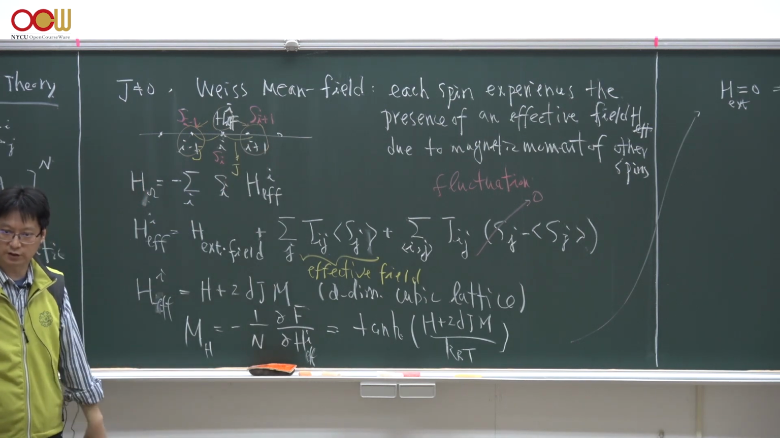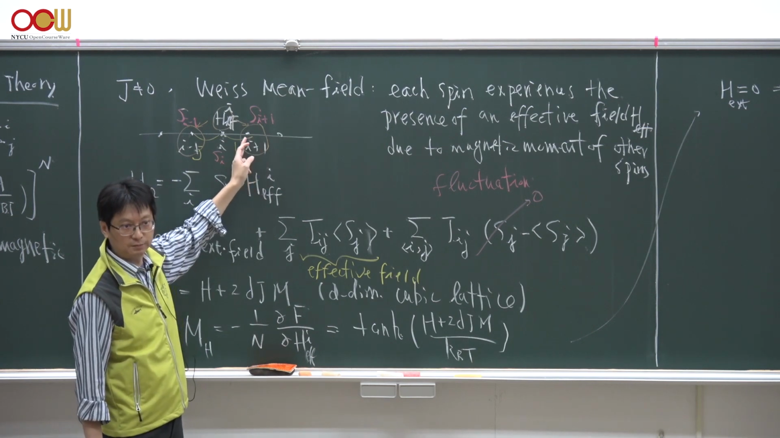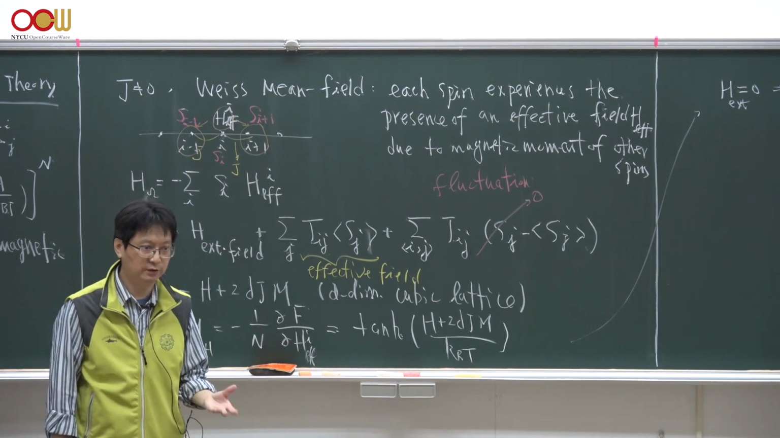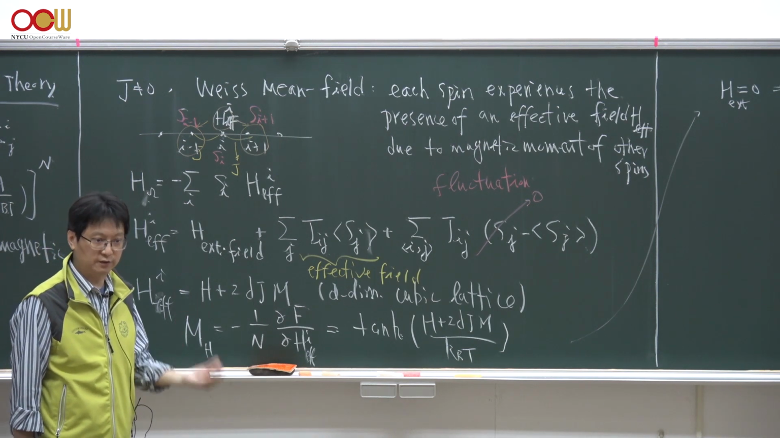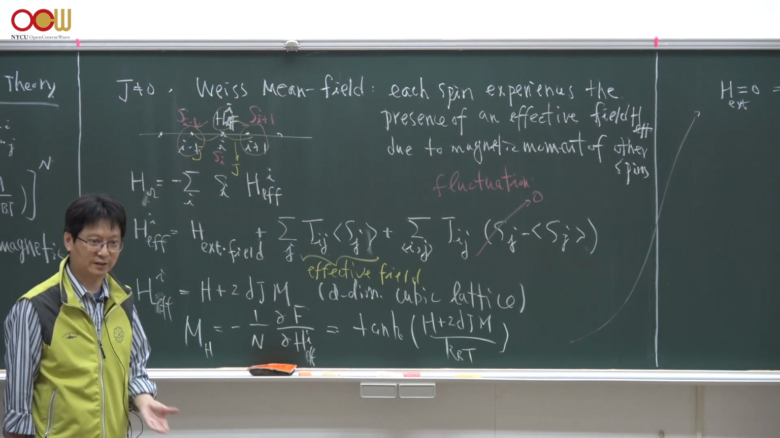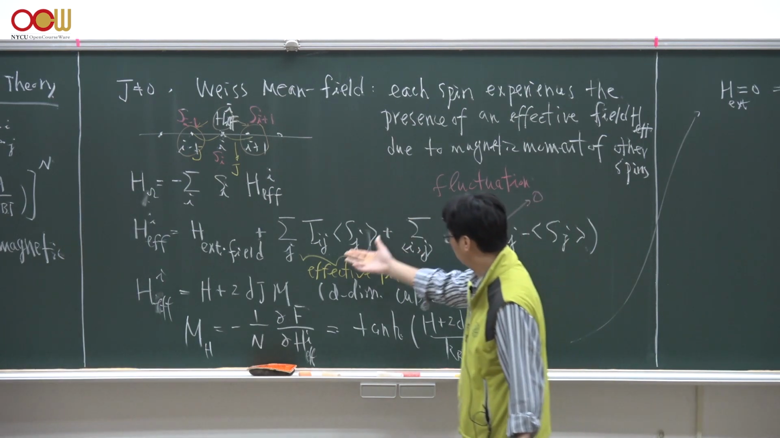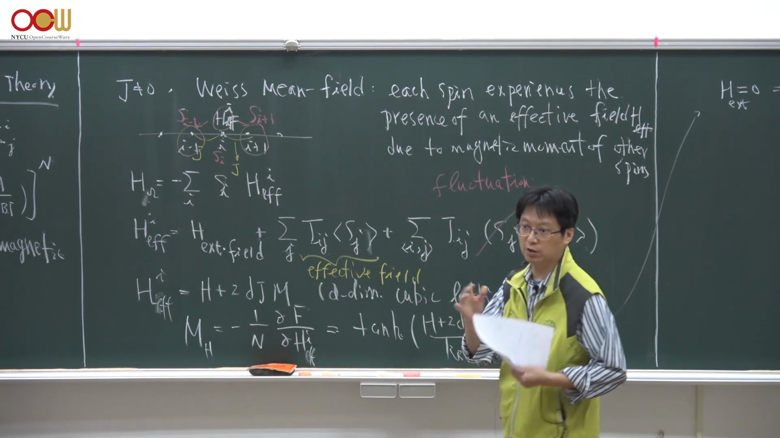You could use the same argument to show that every site will experience an effective magnetic field coming from its neighbors. So everybody has neighbors, and everybody affects everybody else. That's the so-called Weiss mean field, which is an approximation.